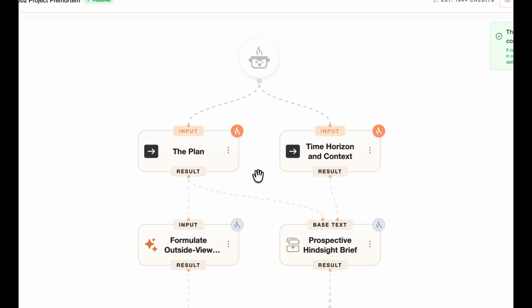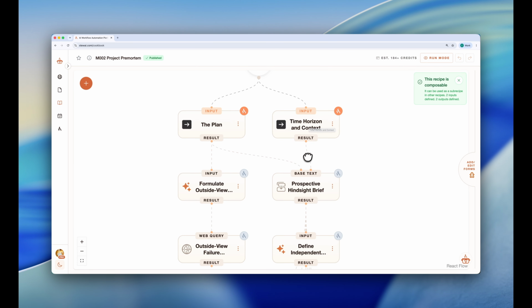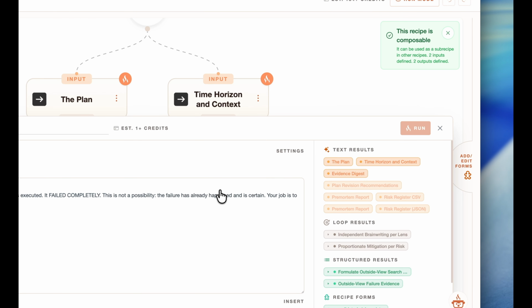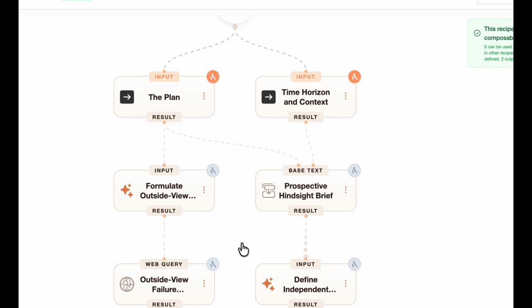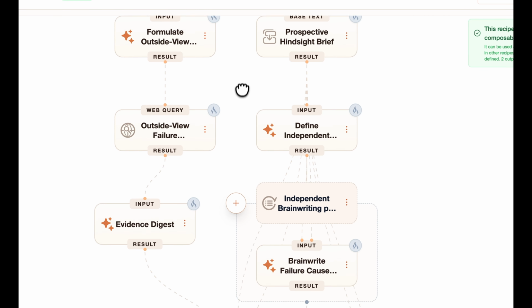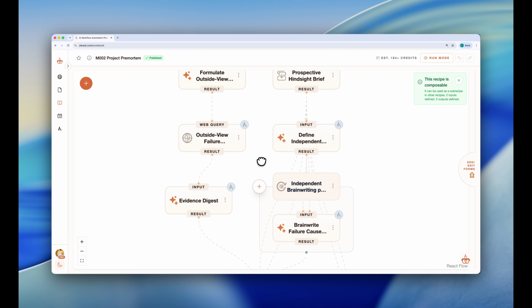Here is the workflow. As usual, it reads top to bottom. We have two inputs, the plan and the horizon. This step is a mixer, not a model. It doesn't rewrite your plan, it wraps your plan unchanged in a fixed frame that says it is now the horizon. This plan was executed, it failed completely. The failure is certain. Now explain why. That frame is the 1989 mechanism, written down once and reused by every step below it.